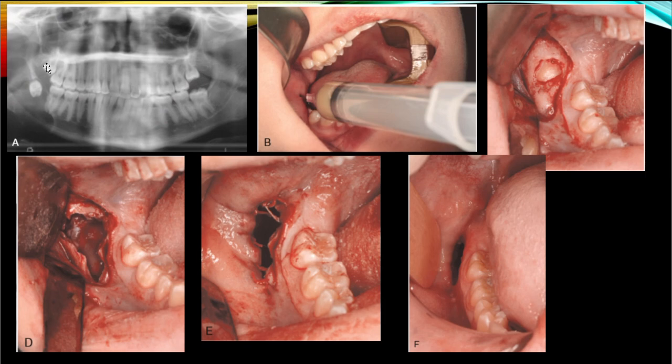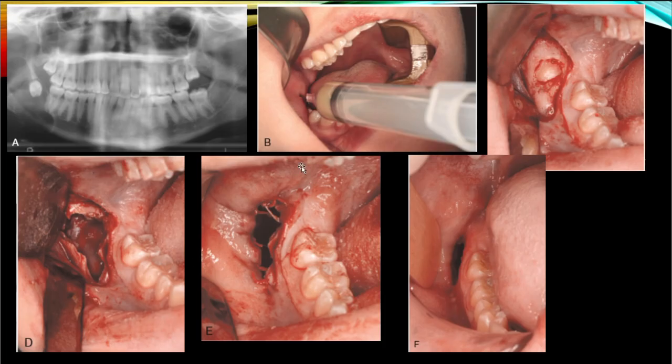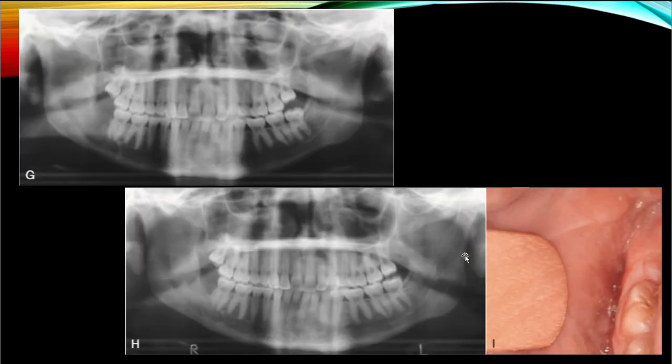Here another cyst, a keratocyst. They did marsupialization. The tooth was extracted, and to prevent pathological fracture, they extracted the wisdom tooth. They kept it open until the cyst fluid cleared, and then it closed, and there's bone regeneration in the area.